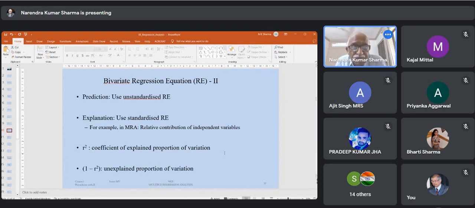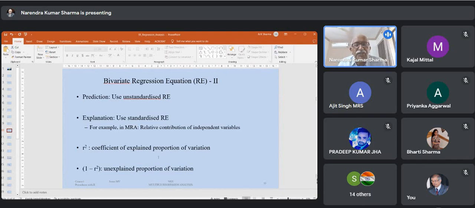What is our objective? In fact, most of the software will provide both unstandardized as well as standardized. Then depending upon your need, you use a particular regression model. If your objective is to develop an explanation, a theory that relates certain variables, then you would like to find the relative strength of the variables, which variable is stronger. Generally, a theory should be able to say that. But if your objective is to make a prediction, you use unstandardized regression equation.